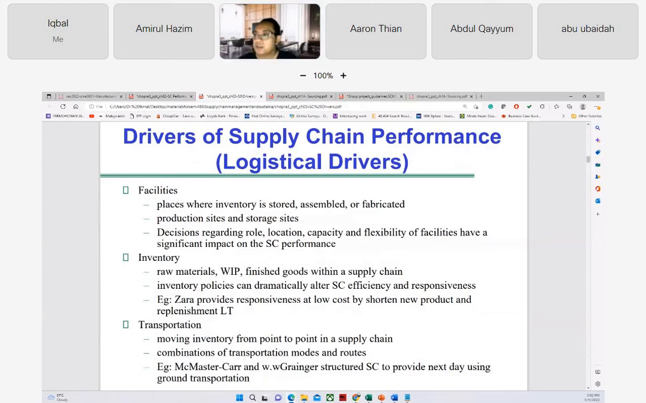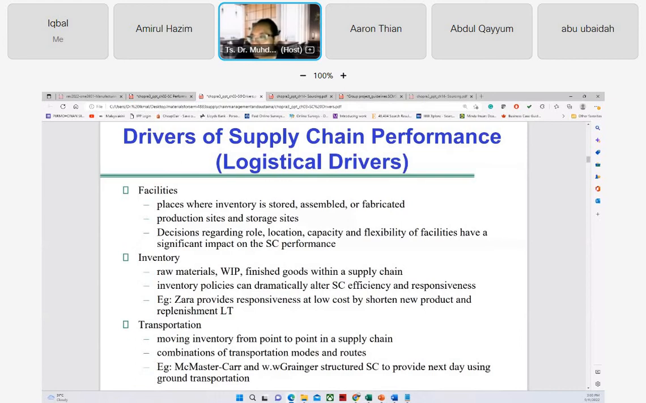So, drivers of supply chain performance. We talk about some of the logistical drivers. Logistic drivers, it's not drivers who drive the lorry, not that. It is the kind of items or elements that you have to give extra concern to. Number one, in terms of logistics: logistics include facilities, inventory, and also transportation.